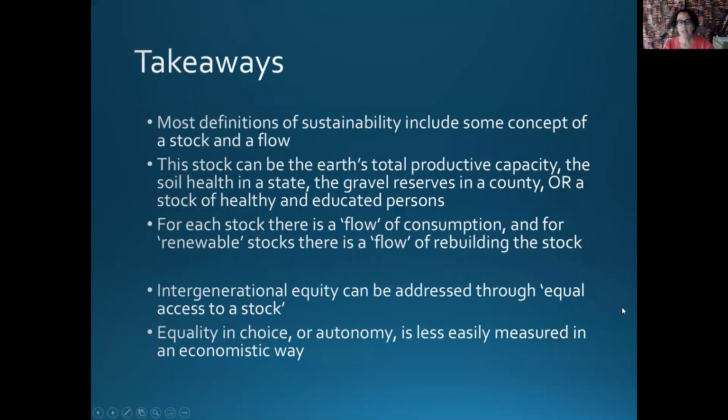So, what are the takeaways? Most definitions of sustainability include some concept of a stock and a flow. The stock could be something as large as the Earth's total productive capacity, or the soil health in a state, or the gravel reserves in a county, or even a stock of healthy and educated persons. For each stock, there's going to be some flow of consumption, and for renewable stocks, there's a flow of rebuilding the stock. So we'll get into these more in the Meadows readings. Intergenerational equity can be addressed through equal access to these stocks.